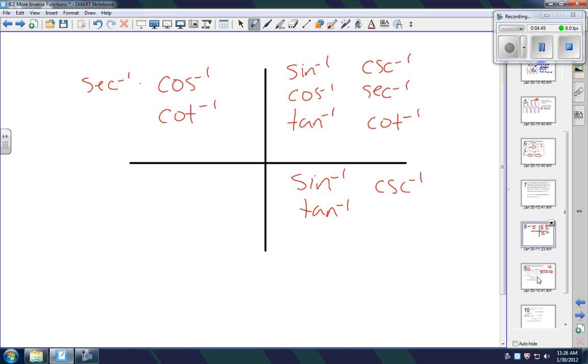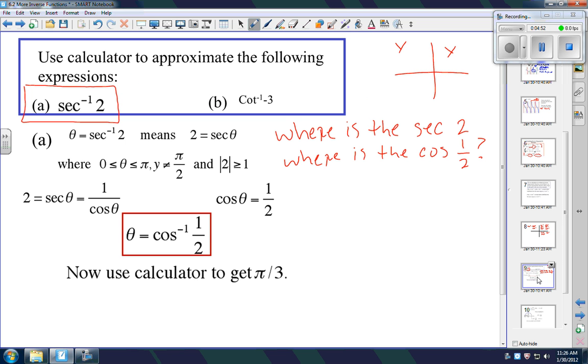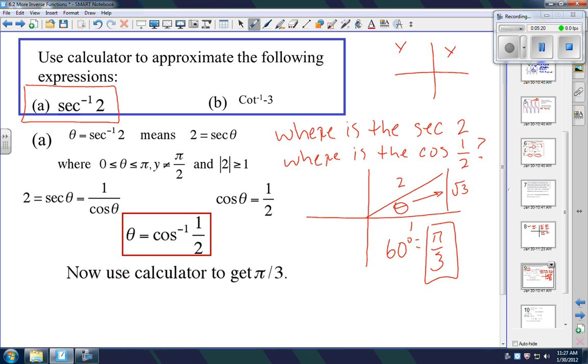Now we can go back and finish this problem. Okay, so where is the cosine 1/2? Okay, and that's what all this work is showing you there too. So cosine is 1/2. We got a choice between quadrants 1 and 2. If it's positive, it's got to be in quadrant 1. This guy's got to be a square root of 3. Okay, if you're across from your square root of 3, that means that guy is 60 degrees, which is pi over 3. So I changed a secant problem into a cosine problem to get the same answer.